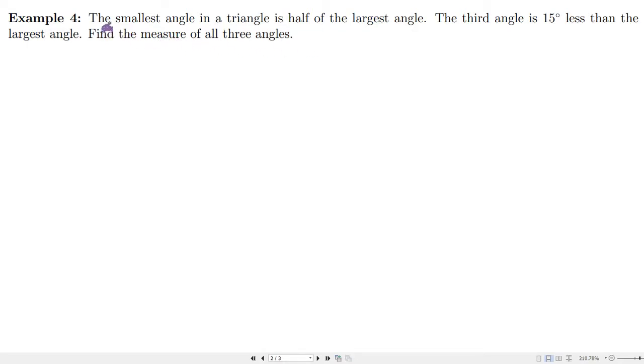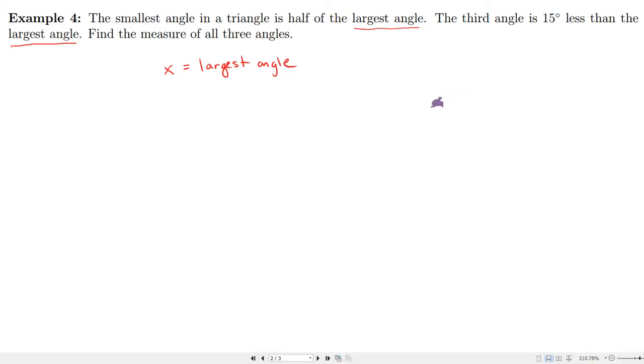Now, if we read this again, the smallest angle in a triangle is half of the largest angle. So we're given information about the smallest angle in terms of the largest angle. And then the third angle is 15 degrees less than the largest angle. So you see how we were given information in terms of the largest angle? So that is a good quantity to assign a variable to. So let's do that. Let's say x is equal to the largest angle.